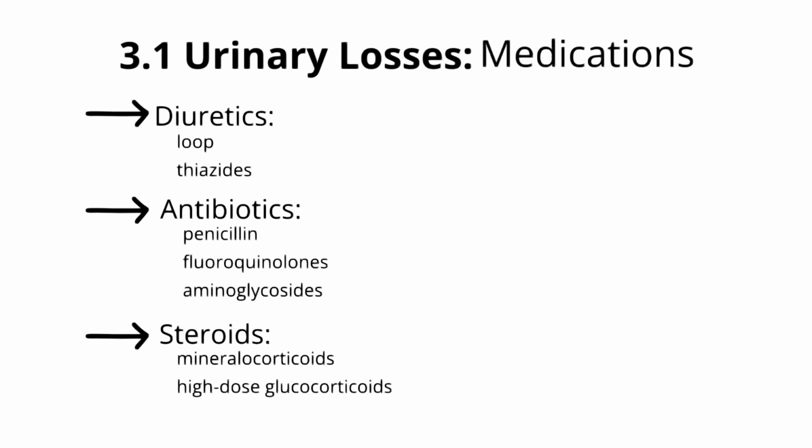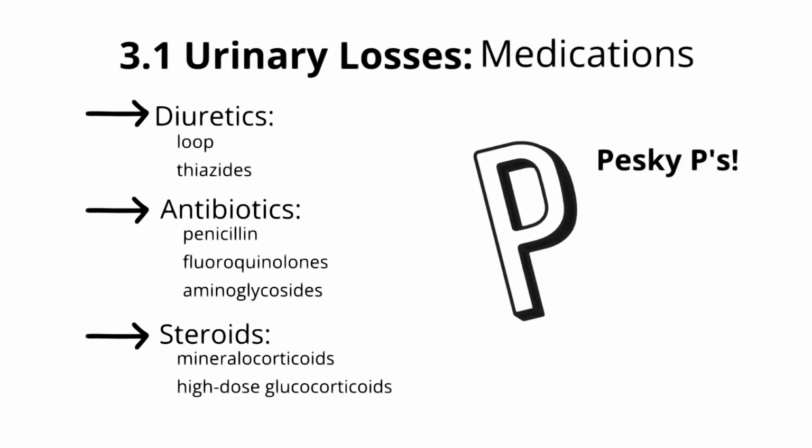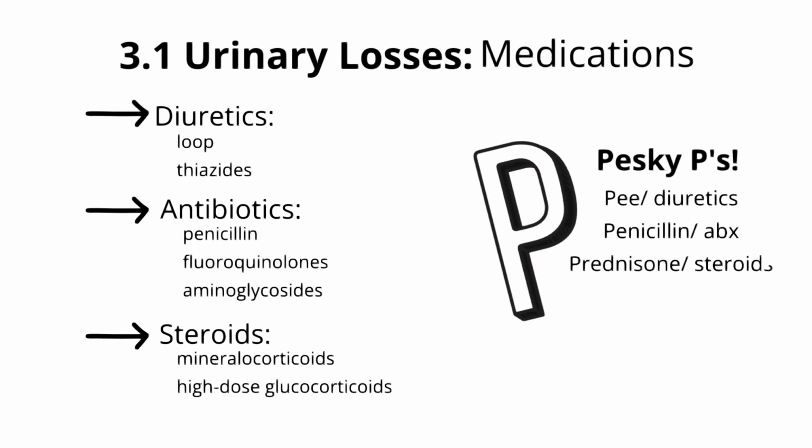Certain antibiotics, such as penicillins, fluoroquinolones, and aminoglycosides, are also common offenders. And steroids, particularly mineralocorticoids or glucocorticoids in high doses, trigger potassium excretion by mimicking aldosterone. A helpful way to remember these meds is using the pesky Ps. P for diuretics, penicillin for antibiotics, and prednisone for steroids. And remember, in the GI bucket, we talked about laxatives, so you can tack on a P here for poop to help you remember those meds too.